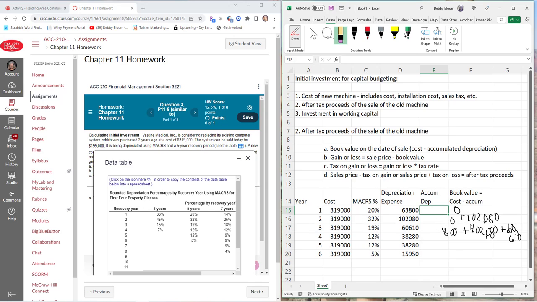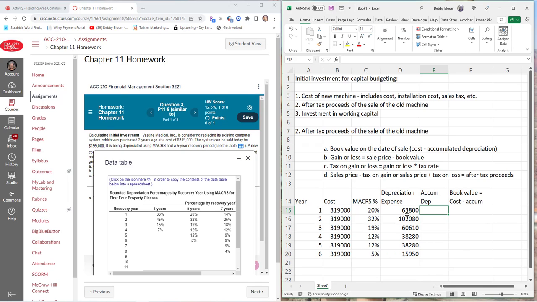So to calculate the accumulated depreciation for year 1, it's just year 1. For year 2, it would be year 1 plus year 2. For year 3, it would be year 1 plus year 2 plus year 3.